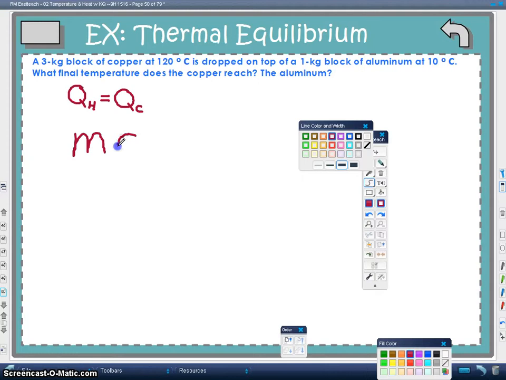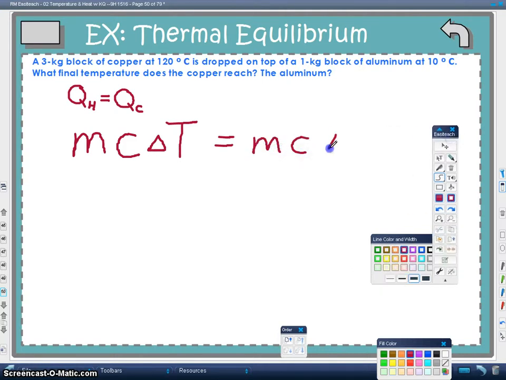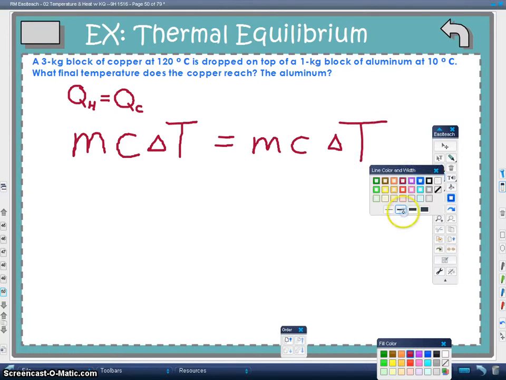And I like to worry about my subscripts later. This is the mc delta T heat equation, obviously. The delta T's are going to be tricky soon, and you'll see. We're going to be looking up stuff in our specific heat table and everything. But I'm going to put hot, hot, and all of this. This is hot, this is hot. This is cold. So the hot is the copper, the cold is the aluminum.